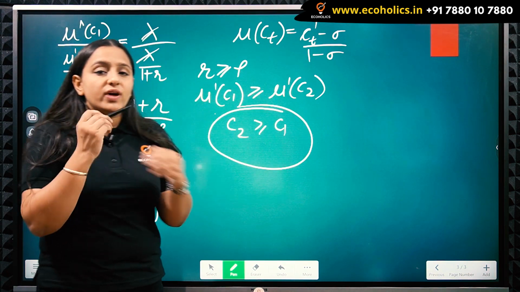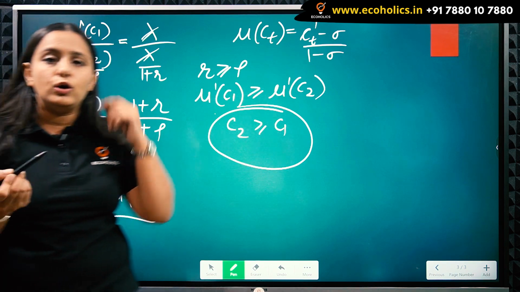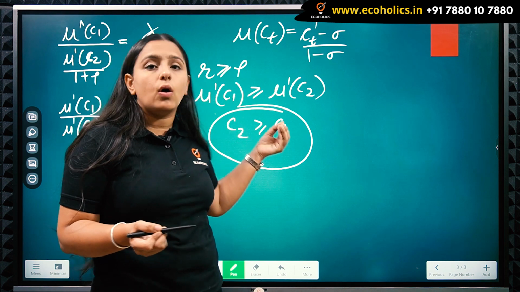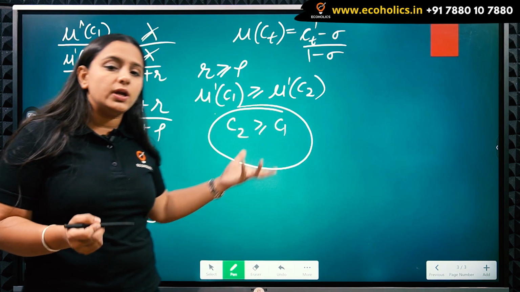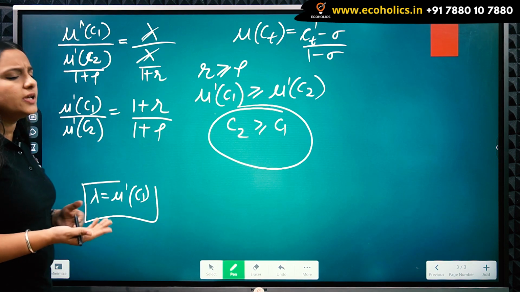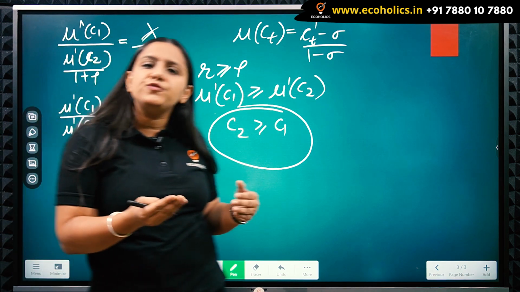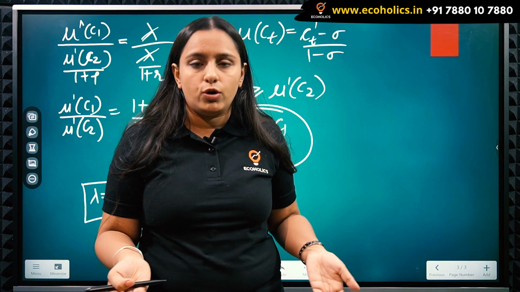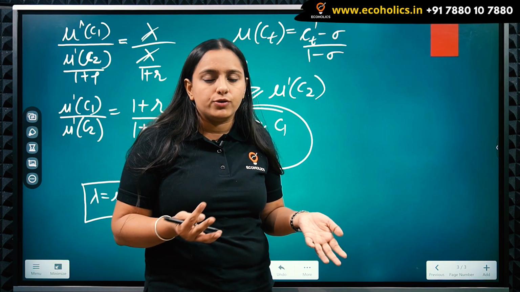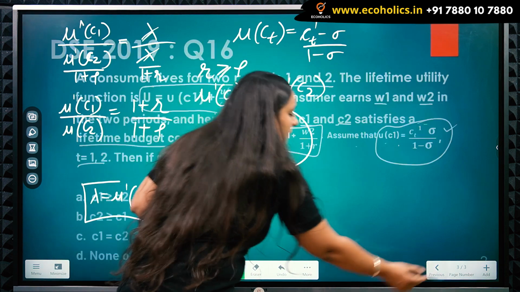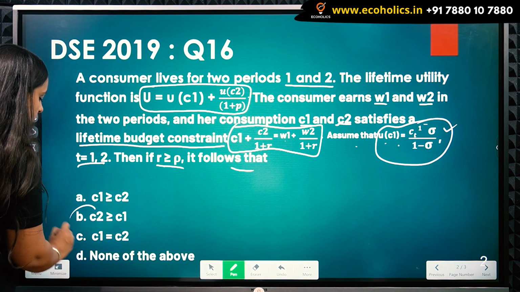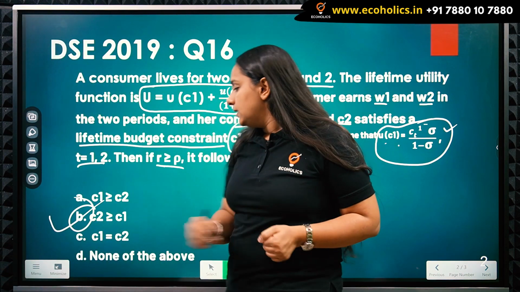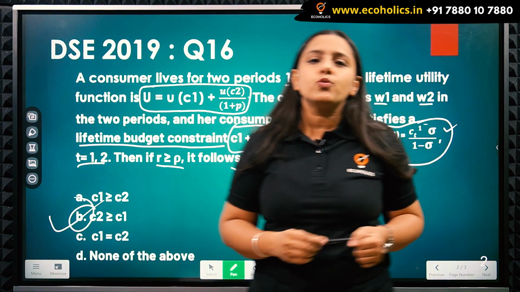So it means that whenever R is greater than rho, my consumption in the second period will be greater than or equal to my consumption in the first period. And that's happening because you will save in the first period so that you can consume more in the next period, because you're getting a higher rate of interest. So I will go with option B. B is my correct option, which says that C2 is greater than C1. So this was the solution to question number 16.